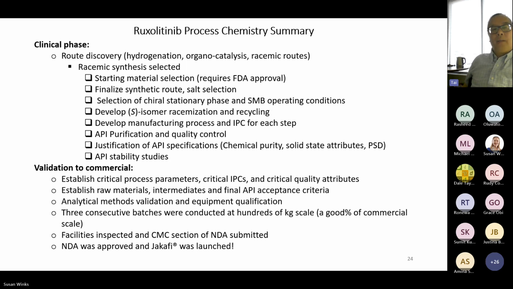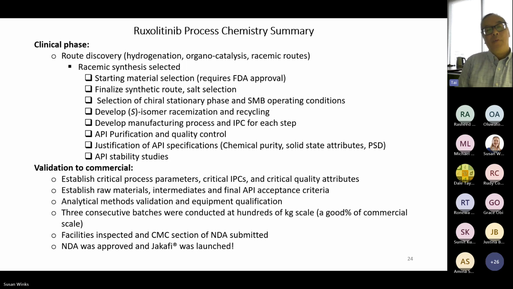We put a lot of work into the API purification, which I mentioned in the previous slides about the genotoxic impurity that possibly could be there. We need to set and justify API specification in terms of the chemical purity, solid state attribute, particle size distribution, and all these stuff which are important for a drug.